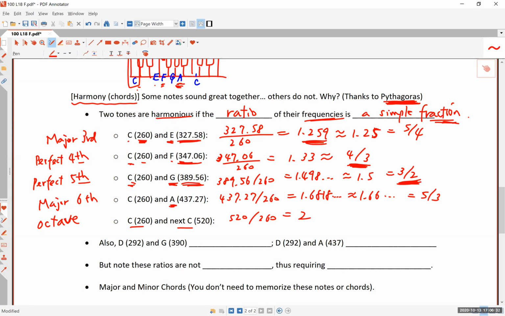Okay, so what sounds harmonious and what doesn't? All right, C and E, as we saw, C and E is called major third. See, this is C, this is E. Sounds good, right? How about perfect fourth, C and F? Yeah, so, you know, sounds like the beginning of a song, right? All right, so that sounds good. Perfect fourth. Perfect fifth is C and G.